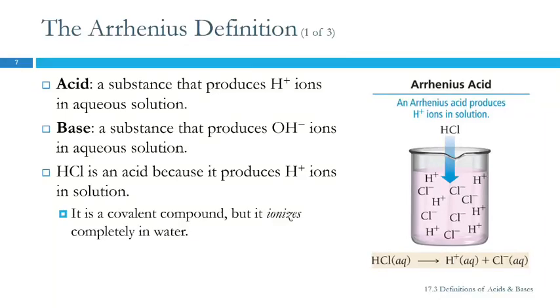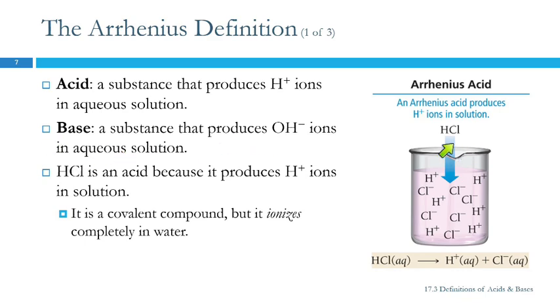Okay, we're going to have 3 definitions of acids in this course. The first one is the Arrhenius definition, named after a Swedish scientist. So under this definition, an acid is a substance that produces hydrogen ions in aqueous solution. A base produces hydroxide ions in aqueous solution.